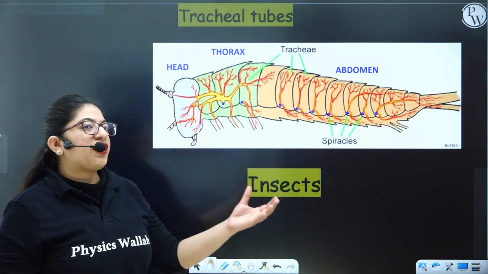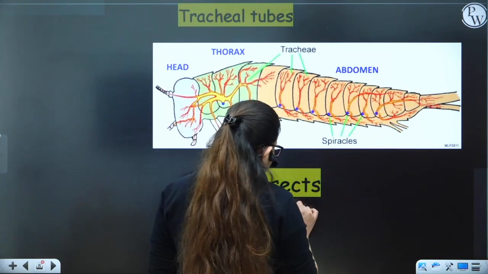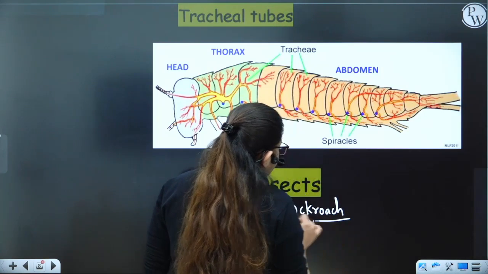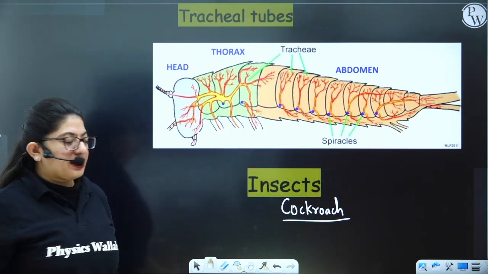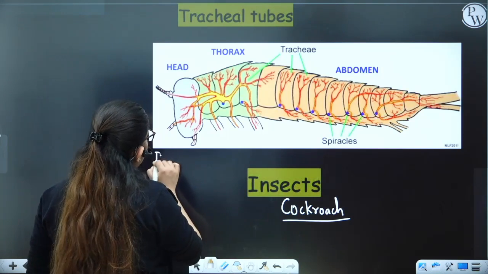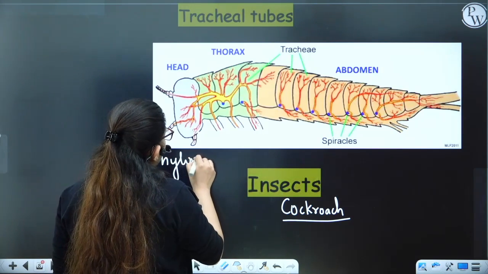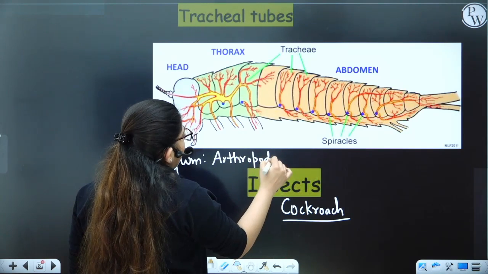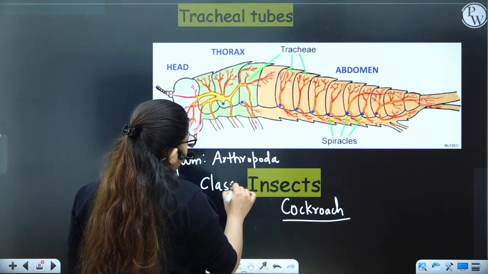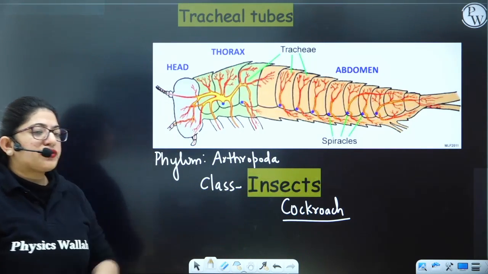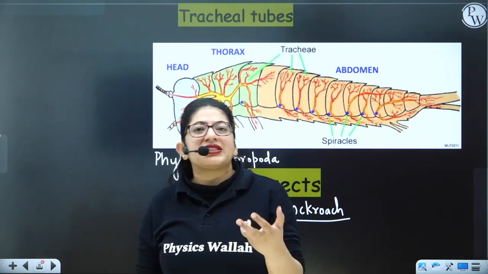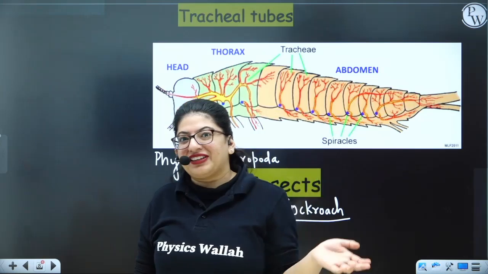So this is your favorite insect, that is cockroach. All right. So cockroach is an insect. An insect belongs to phylum Arthropoda. So in Arthropoda, we have a very large class, that is class Insecta, which comprises all the insects: your honeybee, your ants, your mosquito, your cockroach, everything like that.